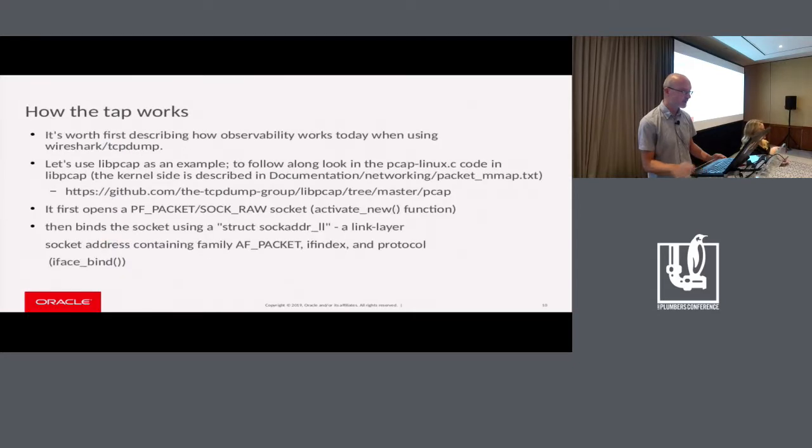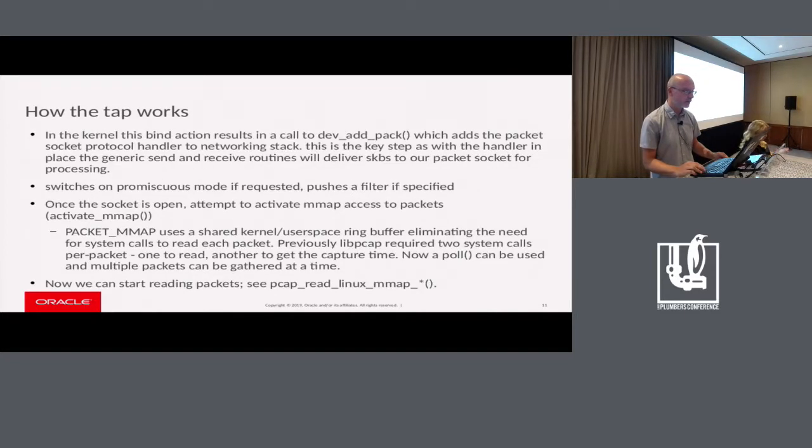So I'll just give a quick rundown on how the tap works today. If we look at the libpcap code, you can see some of this code there, and the kernel side is described in the packet mmap documentation. So we open a PF_PACKET raw socket, bind using a link layer address socket with the interface index of the interface we're trying to snoop on. And from there, the kernel will actually register some callbacks for when we send and receive traffic. And that's how our traffic gets up to our socket that we're observing on.